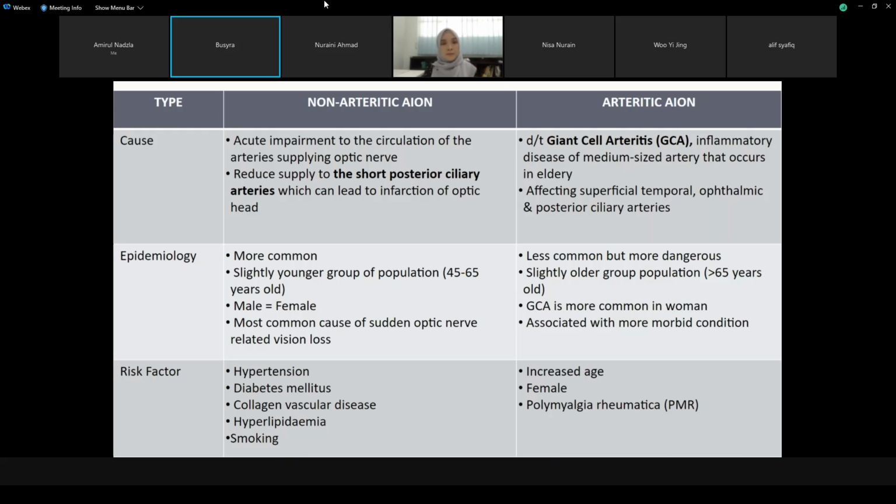And then the arthritic, it is caused by the giant cell arthritis, GCA. And this is what differentiates it from the non-arthritic. So in arthritic, there is giant cell arthritis. This GCA is inflammation of artery, medium-sized artery that most commonly occurs in the elderly. It most commonly affects the superficial temporal, and that's why it is also known as temporal arthritis. However, the GCA also can affect the ophthalmic and posterior ciliary artery. This will give rise to the ischemic optic neuropathy.